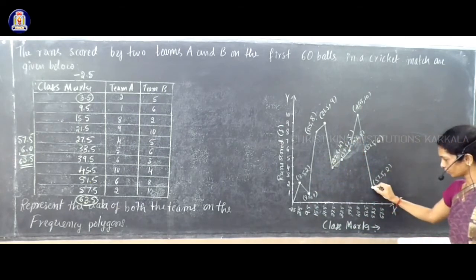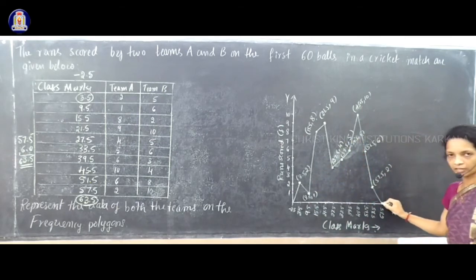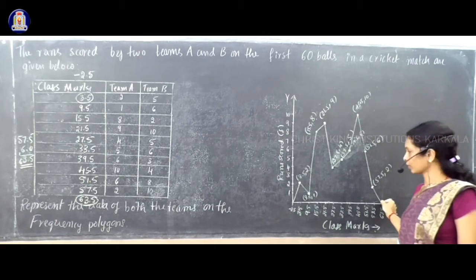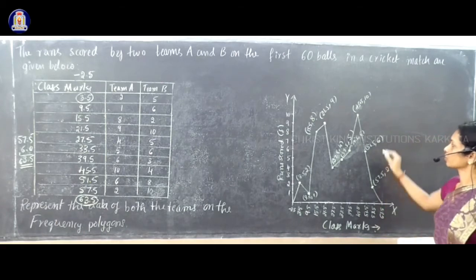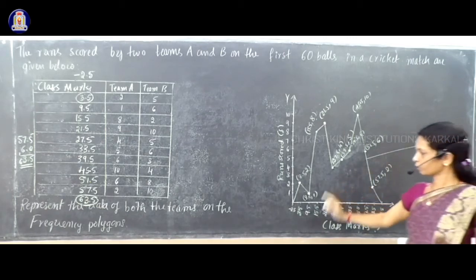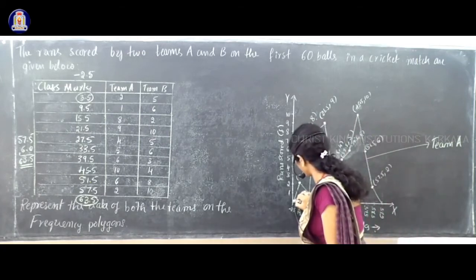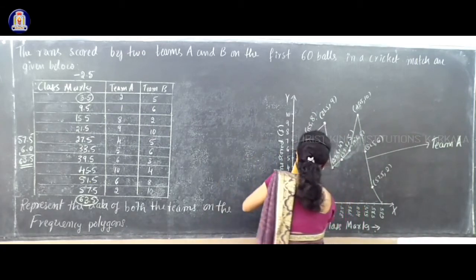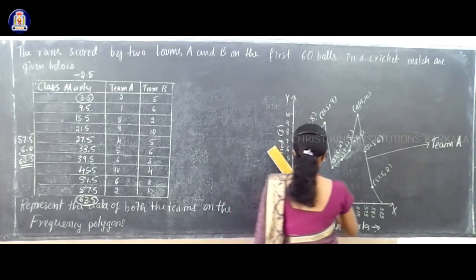This last point you have to join with the next class mark, 63.5. So this is the frequency polygon for team A. Team A's frequency polygon we drew in green color.